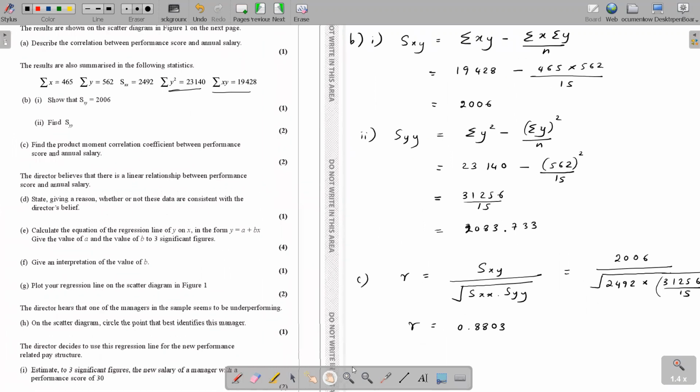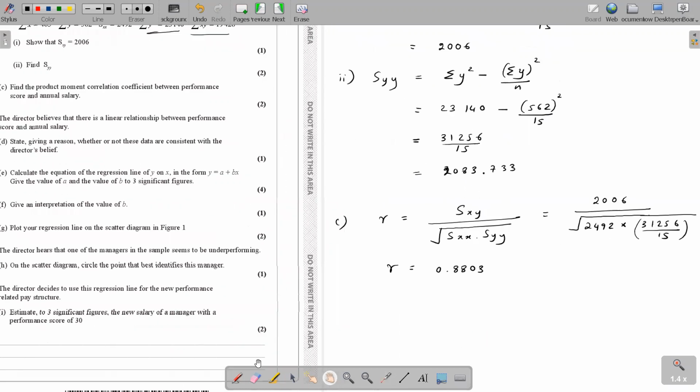Okay, that's not what we need in part C. I think that's needed in part D. The director believes that there is a linear relationship between performance score and annual salary. State, giving a reason, whether or not these data are consistent with the director's belief. So the R value you found, is it consistent with what the director believes? Is there a linear relationship? A linear relationship means there's a straight line relationship. So is there a straight line relationship? Yes. Why? Because the R value is close to 1.